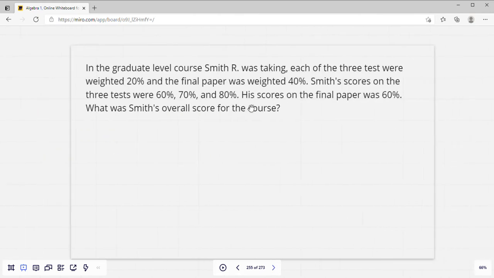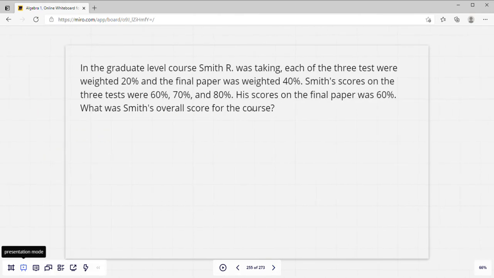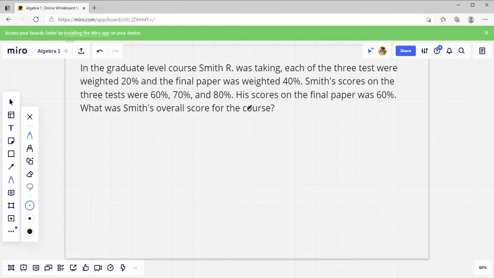All right, one more type of weighted average problem. This one uses percents. In the graduate level course R. Smith was taking, each of the 3 tests were weighted 20% of the final paper. And the final paper was weighted 40%. Smith's scores on the tests were 60, 70, and 80. His score on the final paper was 60. What is his overall average?